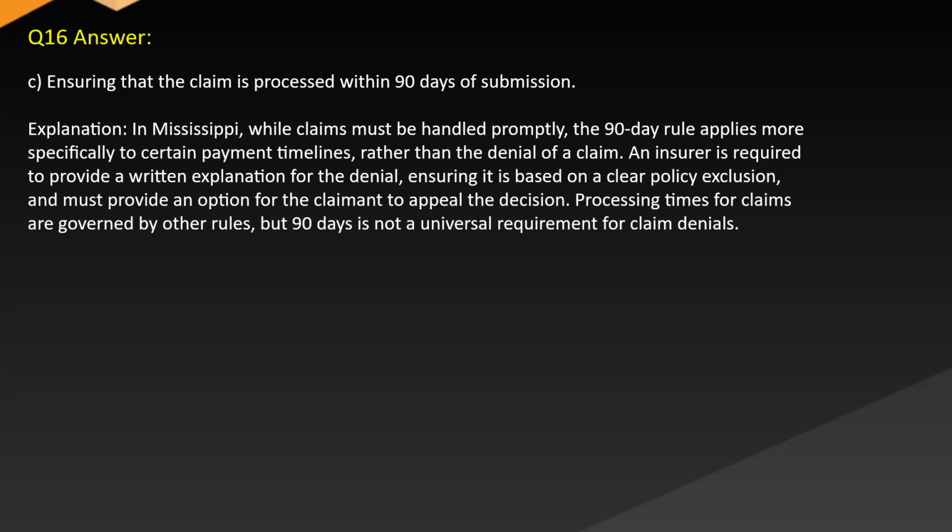Answer: C. Ensuring that the claim is processed within 90 days of submission. Explanation: In Mississippi, while claims must be handled promptly, the 90-day rule applies more specifically to certain payment timelines rather than the denial of a claim. An insurer is required to provide a written explanation for the denial, ensuring it is based on a clear policy exclusion, and must provide an option for the claimant to appeal the decision.